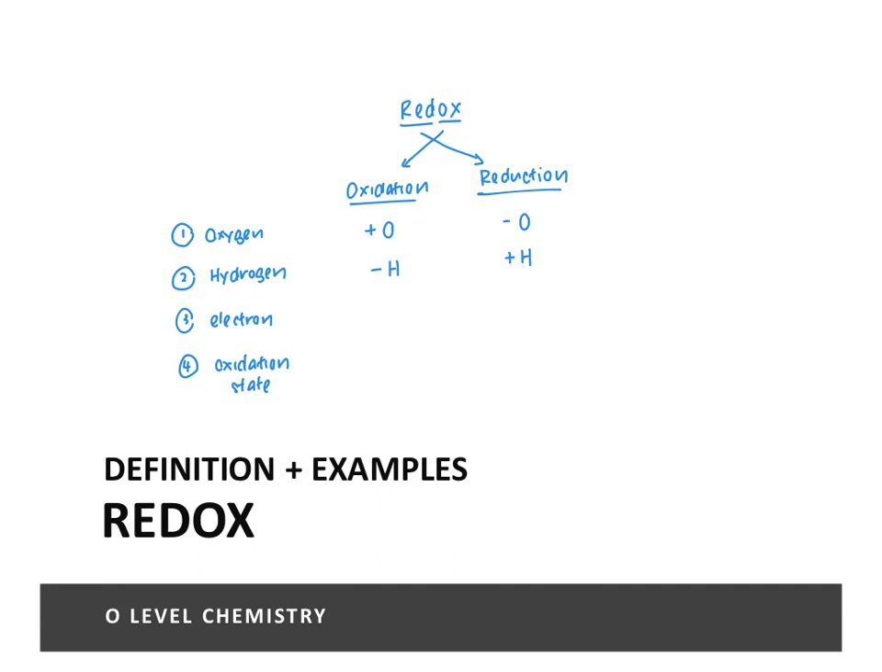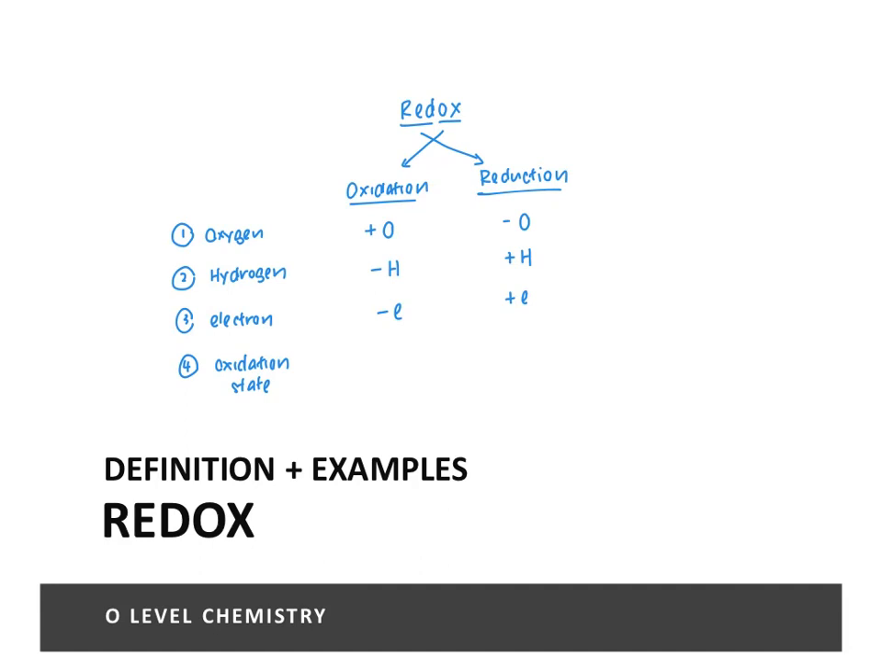The third definition is in terms of electrons. When a substance loses electrons, it means that oxidation has occurred, it means that the substance has been oxidized. When a substance gains electrons, we say that the substance has been reduced and reduction has occurred.